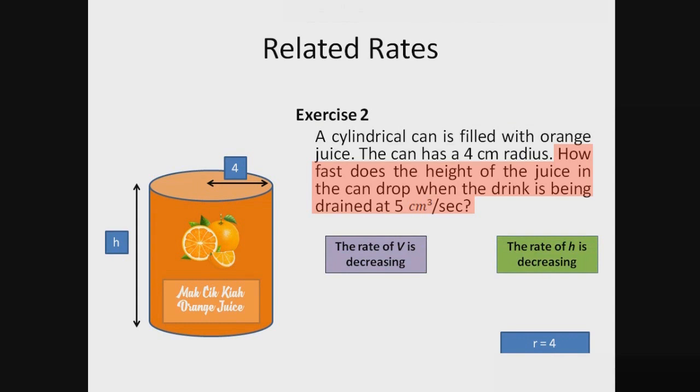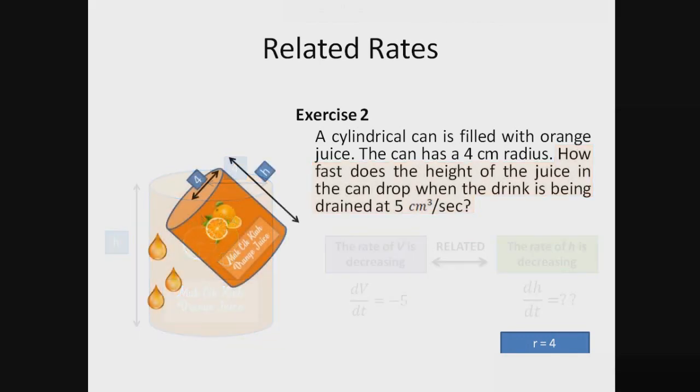Based on the information given, we know that the rate of V is decreasing as the rate of height is also decreasing. The dV over dt is equal to negative 5. It is negative because it's being drained out, so technically, the volume is decreasing. So now we are looking to find out dh over dt. And there is a constant value of radius, which is r is equal to 4.